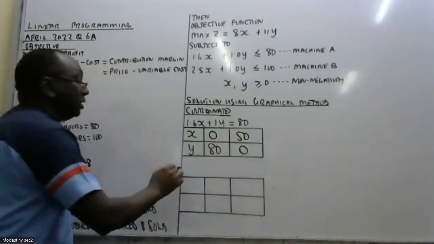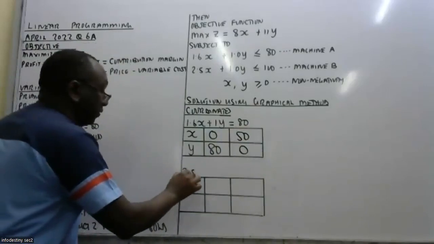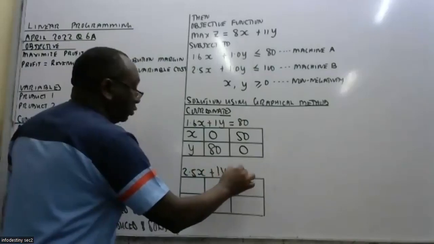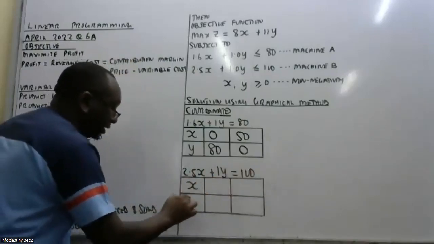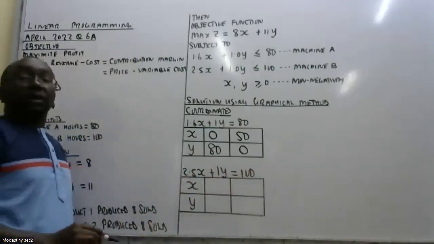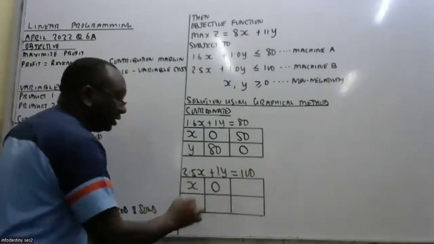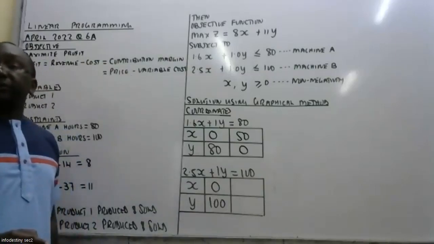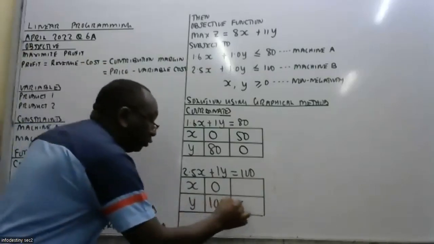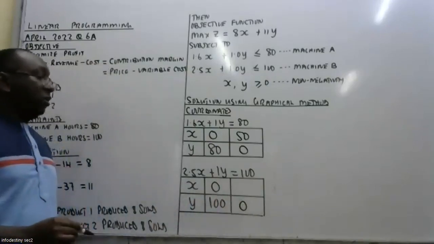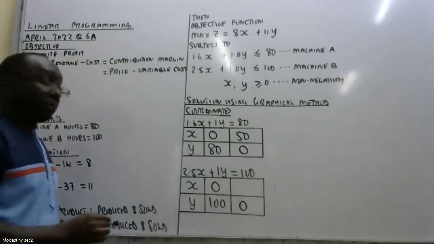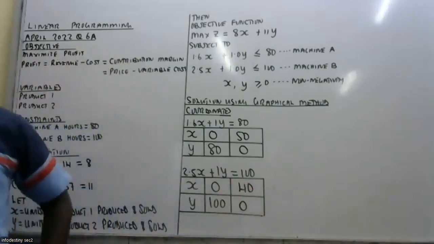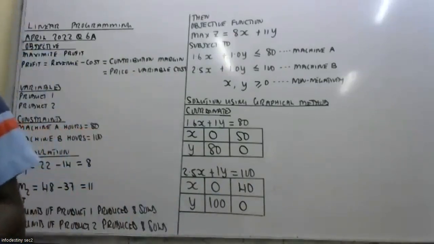Then you do the same thing for the second one: 2.5x plus 1y is equal to 100. We have x and y. If x is 0, y will be 100. And if y is 0, x will be 40. Good, so that is how you obtain the coordinates.